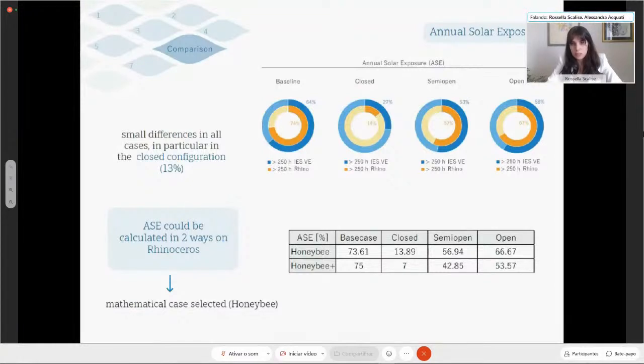The last parameter analyzed was the annual solar exposure. And we can see that we obtained small differences in all cases, in particular in the closed configuration, in which we reached a 13% difference. Also in this case, it is important to say that on Rhinoceros, the annual solar exposure could be calculated in 2 ways, using a mathematical string on Honeybee or direct command on Honeybee+. Since it was fundamental to insert our custom parameter, we selected the mathematical case, so with Honeybee.